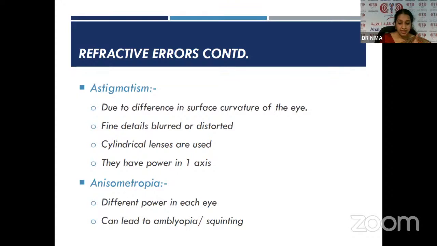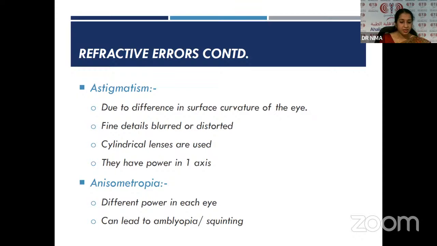Then another is anisometropia, that is a difference in the power in each eye. That is, one eye may have some minus 0.5 only, the other eye having minus 2.5. And in some cases, one eye may be normal actually, the other eye having minus 3 or 4. This is usually at birth itself, the eye is like that. But the problem with this inequality in power is there is high risk for amblyopia.